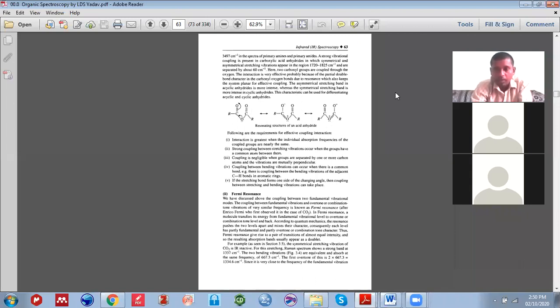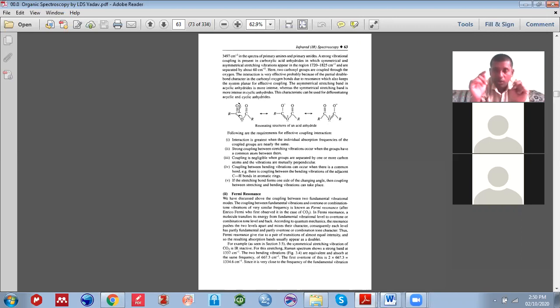Next, stretching frequency. We get two types of stretching frequency for the carbonyl group in anhydride. Due to this reason, when the oxygen lone pair resonates with this carbonyl group, the C=O bond order falls down. That means the stretching frequency will be lowered. So anhydride shows two types of stretching frequencies: one more than 1800, another less than 1800.